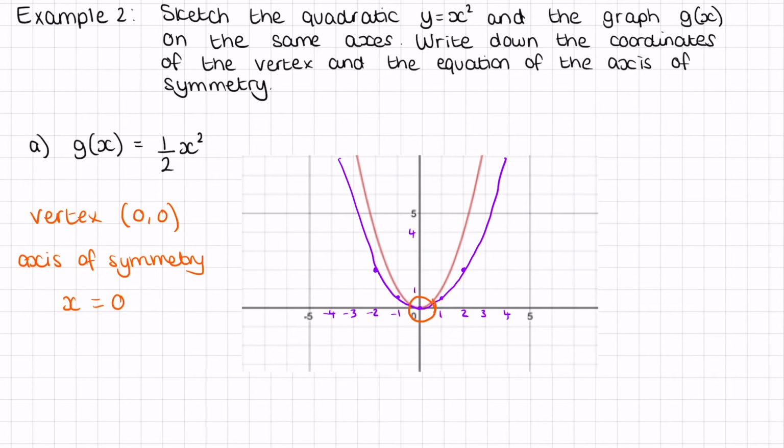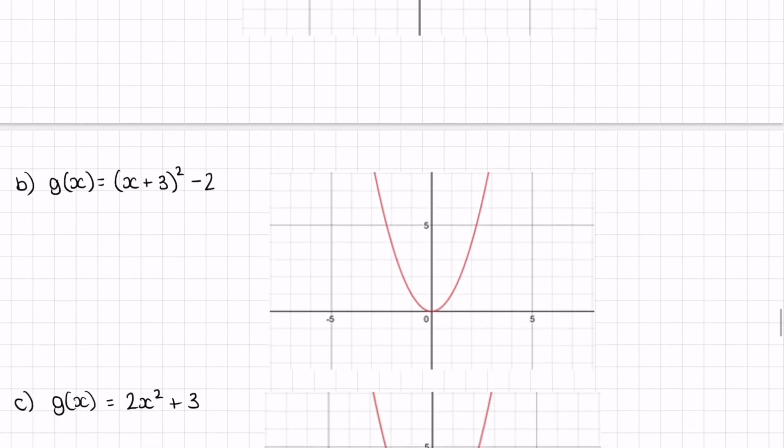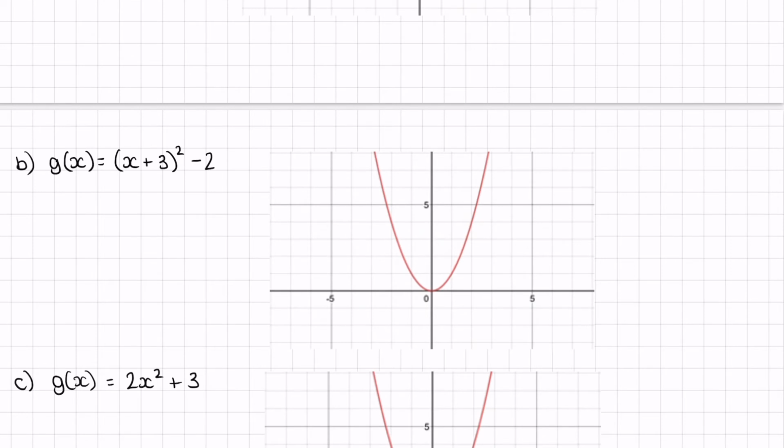Part b, we've got x plus 3 all squared minus 2. So here we've got our x value and we've added 3 to it, so that's going to move it. Now it's a plus 3, so it's going to move to the left by 3. Then we have a minus 2 at the end, which means it's going to move the graph down by 2. So if you look at our origin first, it's going to move to the left by 3, and it's going to move down by 2. So our minimum is going to be at this point here that I've just put a dot at. It's going to be at negative 3, negative 2.